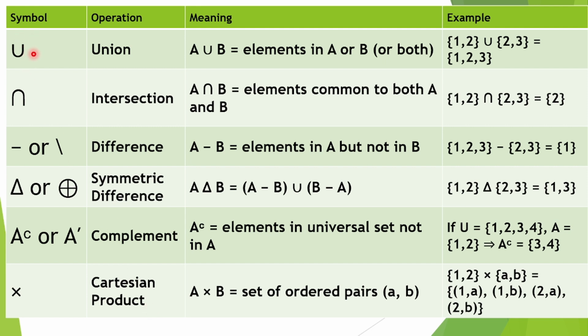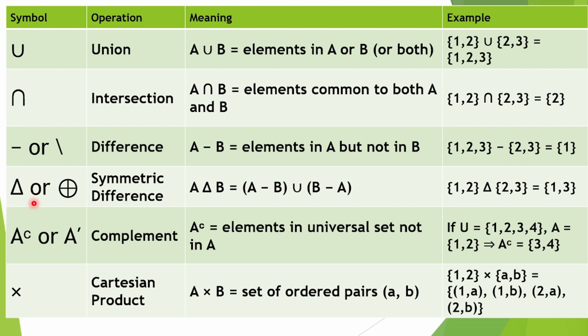So union, this is the symbol for union, and the meaning of it is A union B, elements in A or B, and this is an example. So this is intersection, read as A intersection B, elements common to both A and B, and this is a given example. And this is called difference, or backslash, which is used in sets for difference. So A difference B is equal to elements in A but not in B, and this is the example.